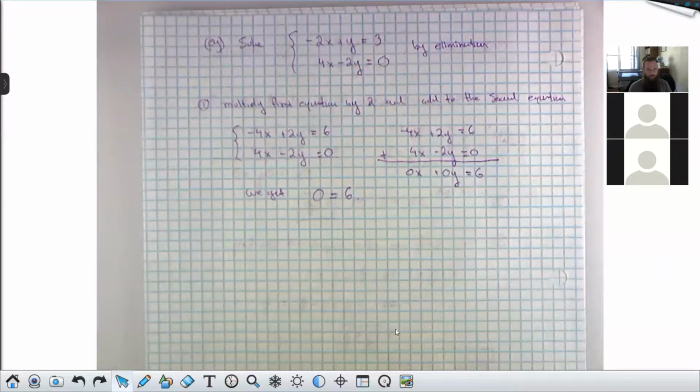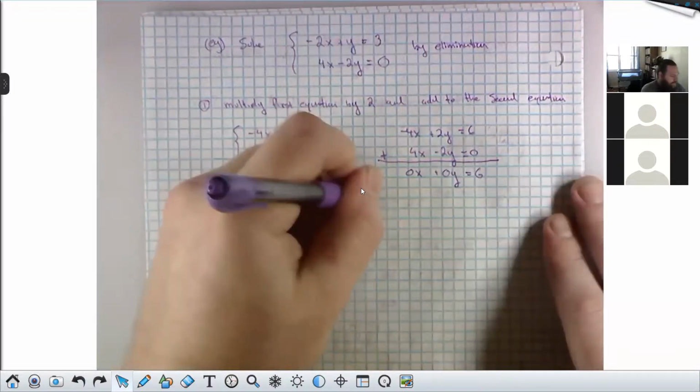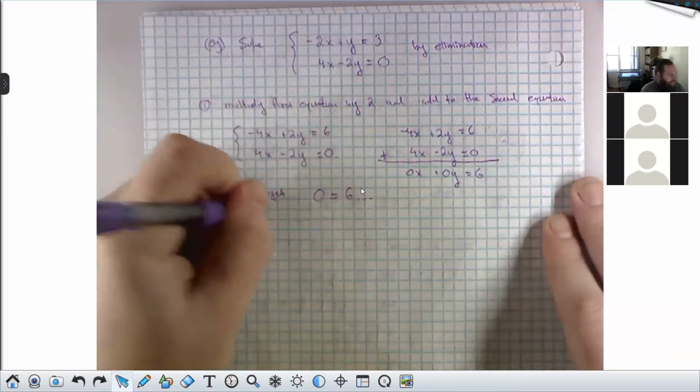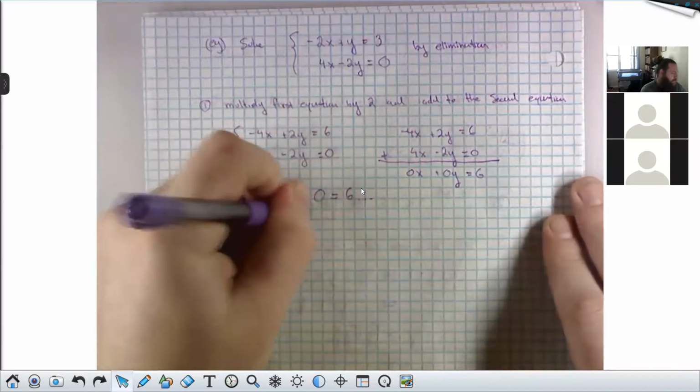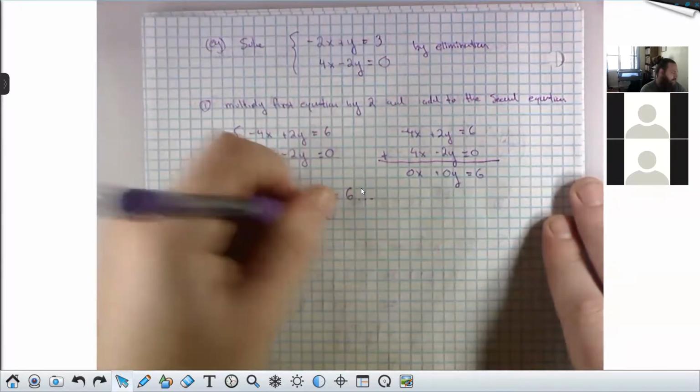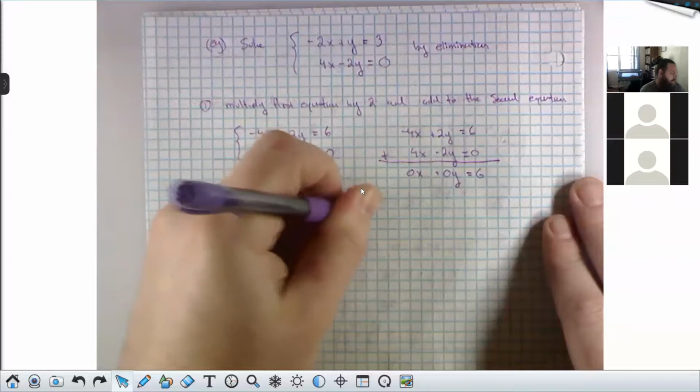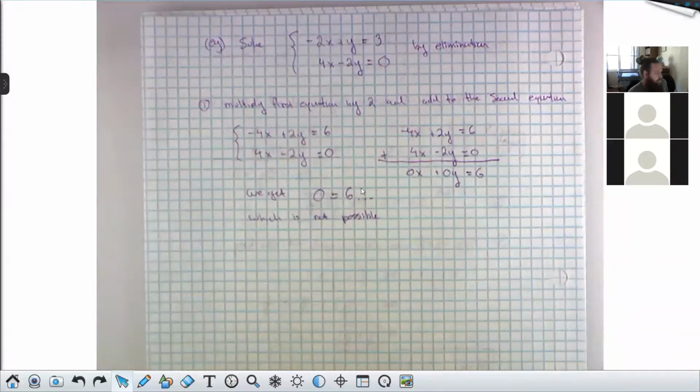I don't mean to condescend. Yeah, 0 is definitely not equal to 6. I'm sorry, it looks like I'm getting an amber alert.